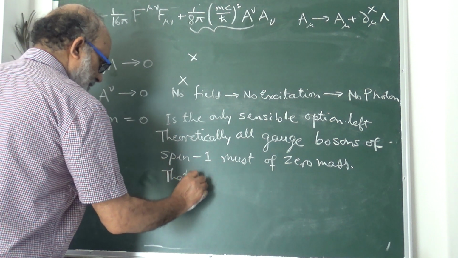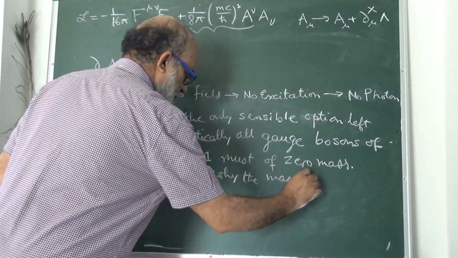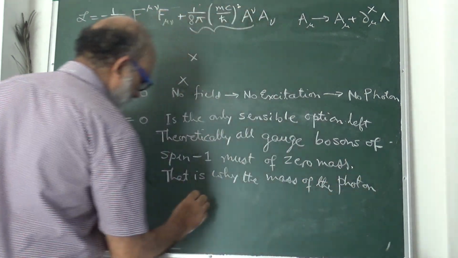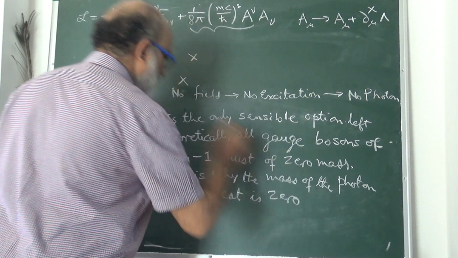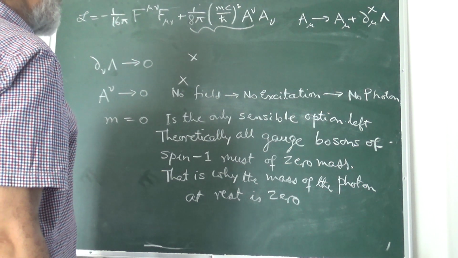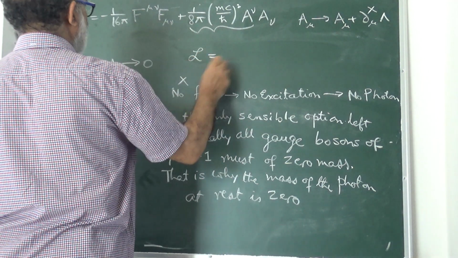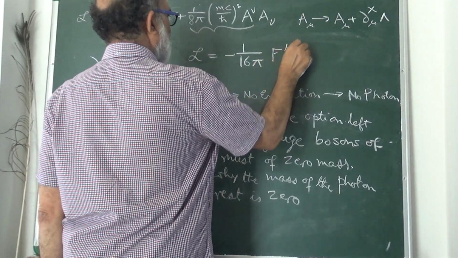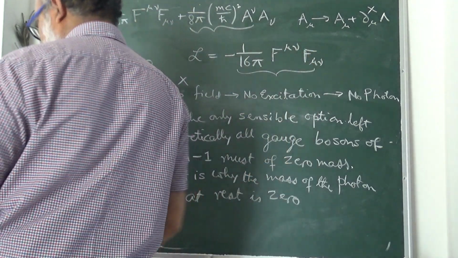It means our Lagrangian for the spin 1 boson particle will only contain this part, minus 1 by 16 pi F mu nu F mu nu. This is only the kinetic energy part of the electromagnetic field.